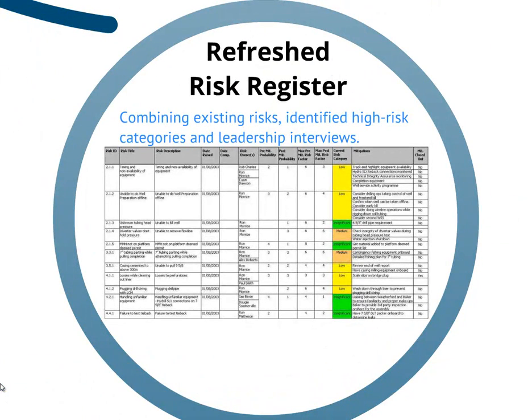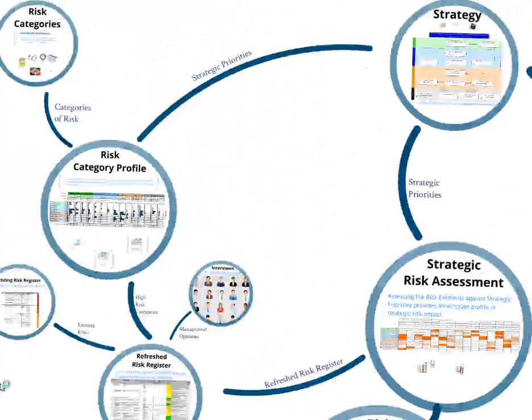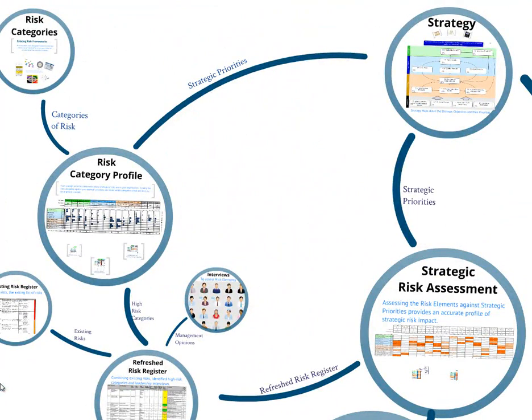Now, I open by saying some organizations are fortunate enough to be able to start here. So, if we take that refreshed risk register, what we should be able to do is combine that with our strategic priorities to be able to do a strategic risk assessment. Let's take a look at that.